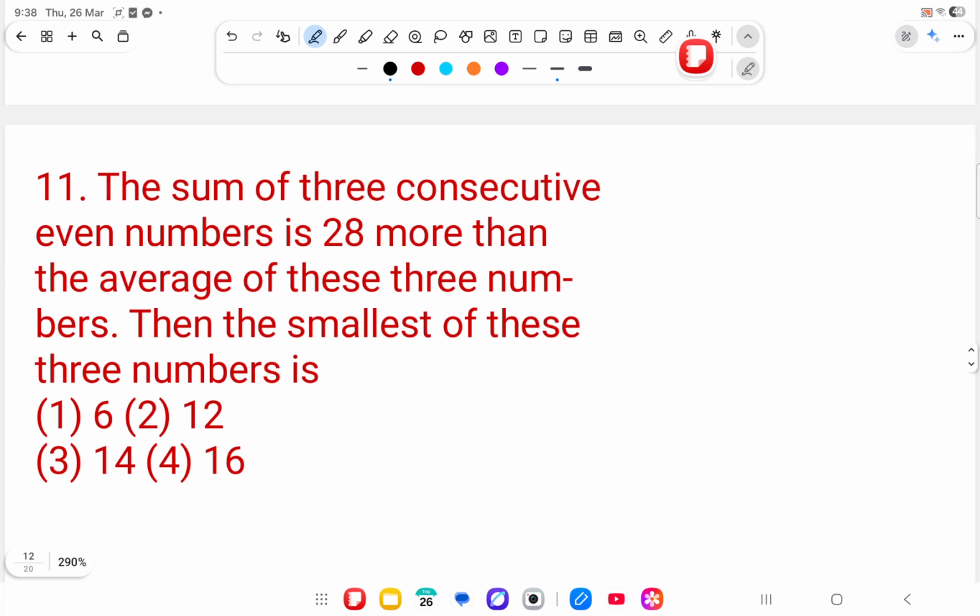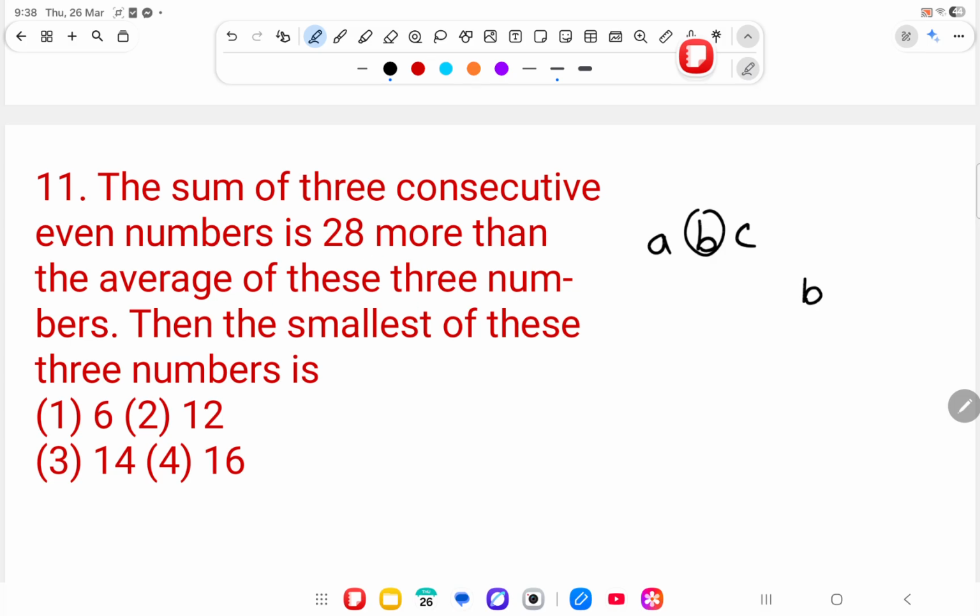Then, the sum of three consecutive even numbers is 28 more than the average of the three numbers. Okay. See, A, B, C I am taking. What is the average of this? B. Average is B. The sum of the three consecutive even numbers is 28 more than the average of these three numbers.